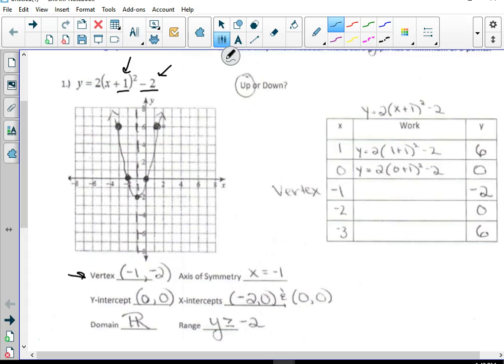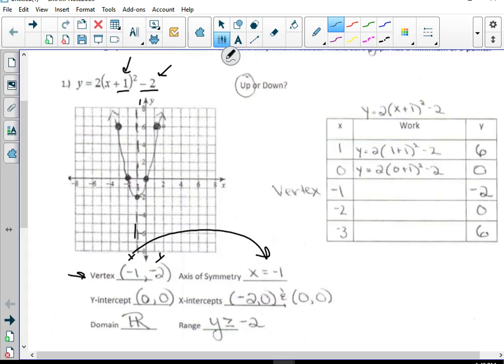The axis of symmetry, this is not too hard. This is my x, this is my y. The axis of symmetry comes right from there. Once you have your vertex, you draw these little arrows, reminders, these are ways for you to remember this. Once you have your vertex, the line of symmetry goes right through that point. So if you know the x coordinate, you know the axis of symmetry. But don't just put -1, put x equals -1.